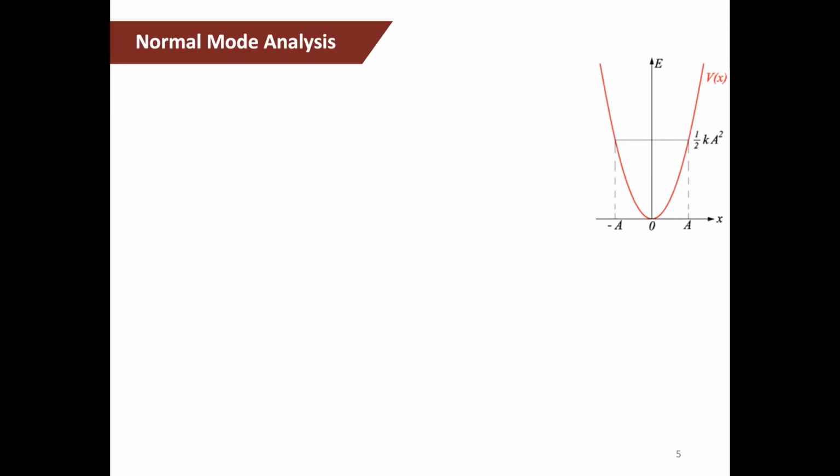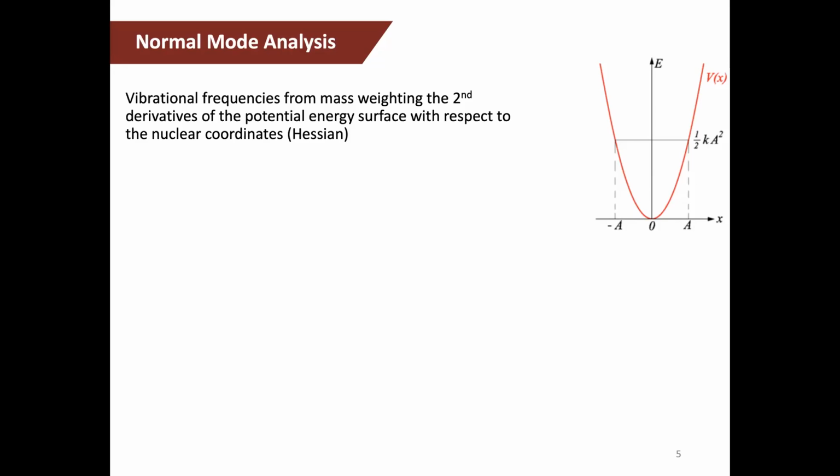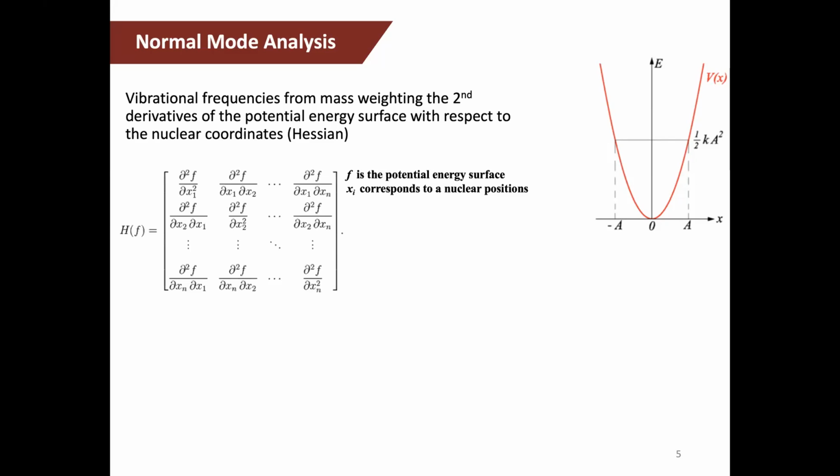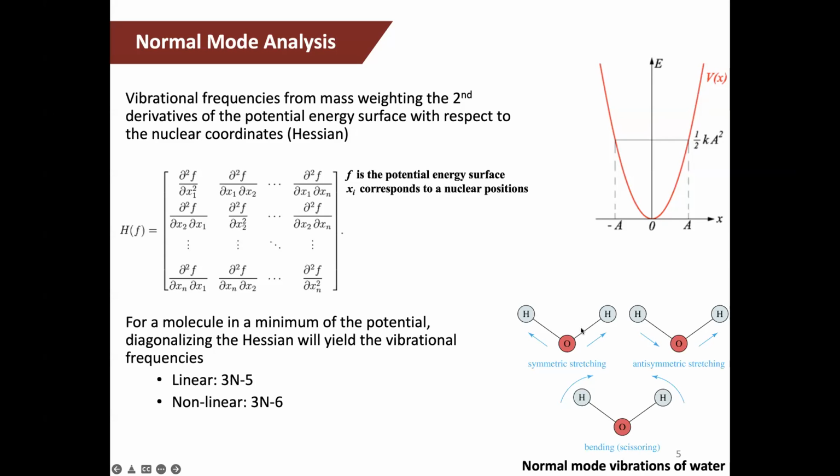So the first thing you have to do to generate these initial conditions is normal mode analysis. I'm sure most people know what this is, but I'm just going to go over it very briefly. Essentially, you need the Hessian, which is what you get from taking the second derivative of the potential energy surface with respect to the atomic positions. And here's just the generic Hessian, where F is the potential energy surface, and X corresponds to the atomic positions. For a linear molecule at the minimum, you would have 3N-5 vibrational frequencies, and for a nonlinear molecule, you would have 3N-6. And here's water. It has 3 vibrational modes because it has 3 atoms and it's not linear.